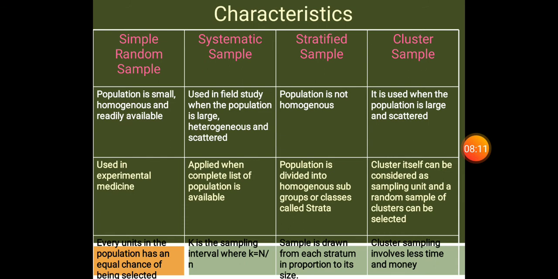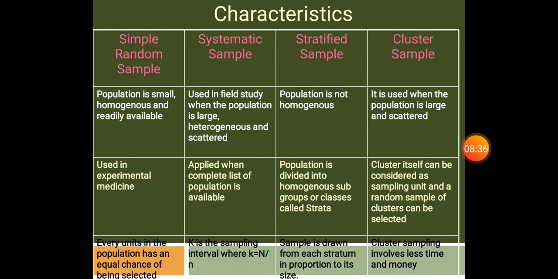So, the simple random sampling technique. What is simple random sampling? The population in this technique is considered to be homogeneous, small, and readily available. What do you mean by homogeneous? You are homogeneous in the sense that you are all medical students in our medical college. How are you heterogeneous? You belong to 2 different genders. In that way you are heterogeneous.